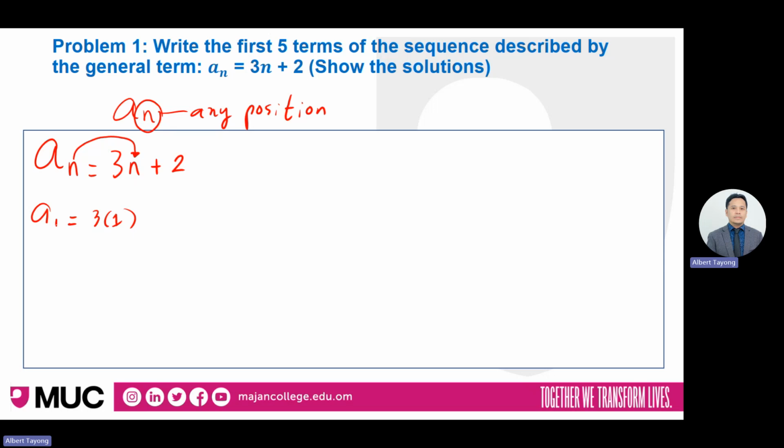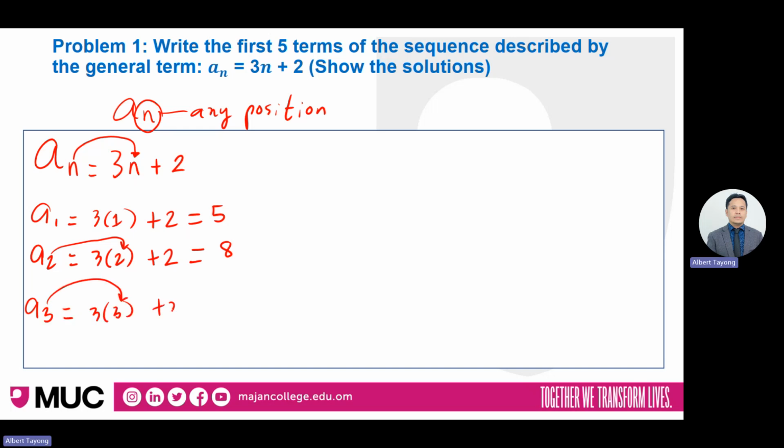So if we have a sub 1, our 3n will become 3 times 1 plus 2, that is equal to 5. Our a sub 2 is equal to 3 times 2. Again, this 2 will be equal. Plus 2 is equal to, we have 6 plus 2 is 8. And a sub 3 is equal to 3 times 3 plus 2 is equal to 11.